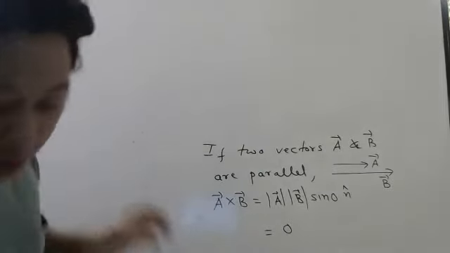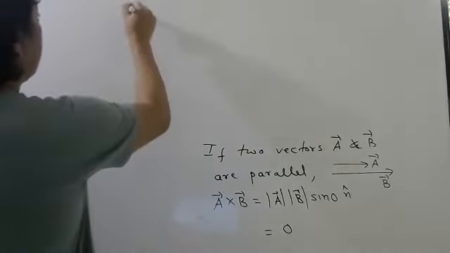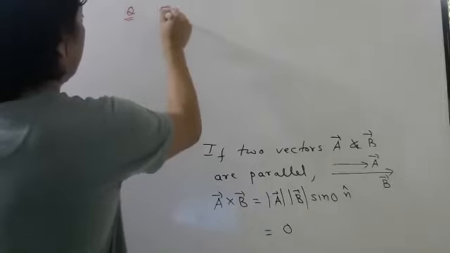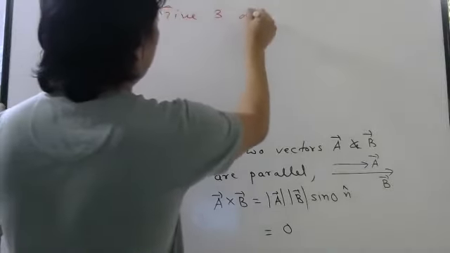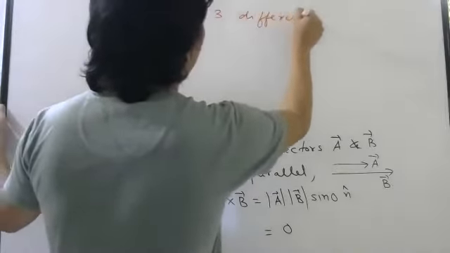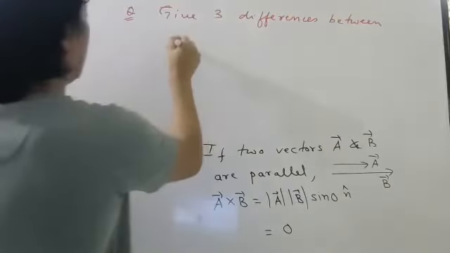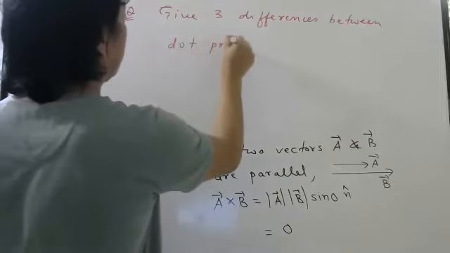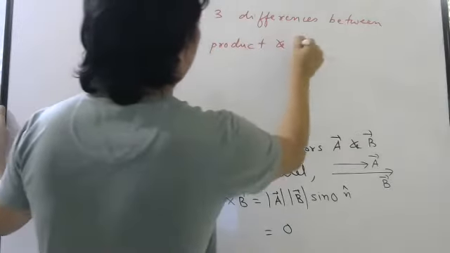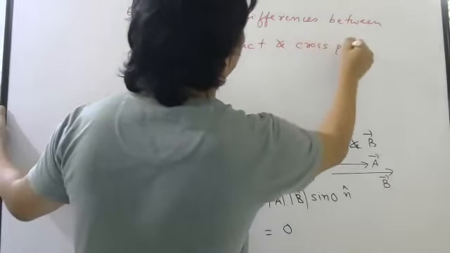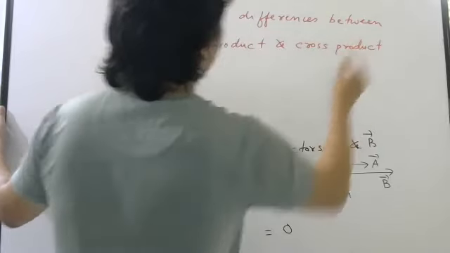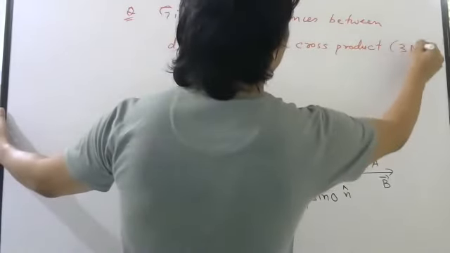So let us write one 3-mark question. Give 3 differences between dot product and cross product. Okay, 3 marks.